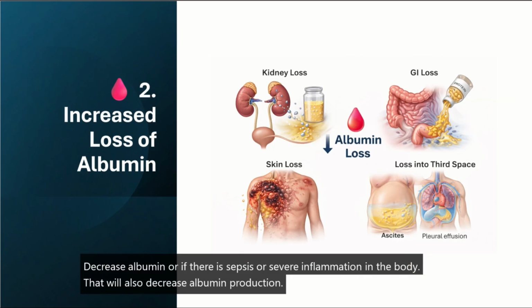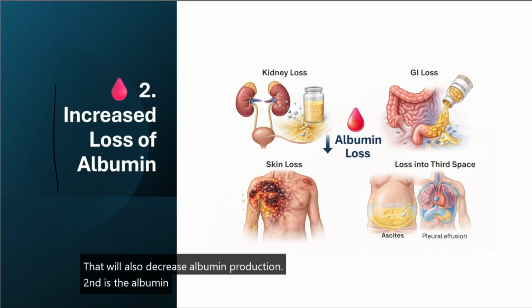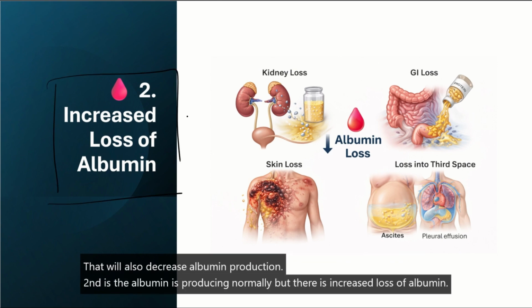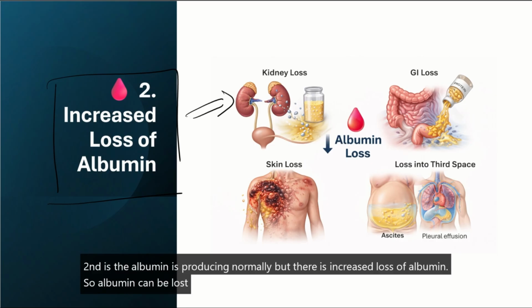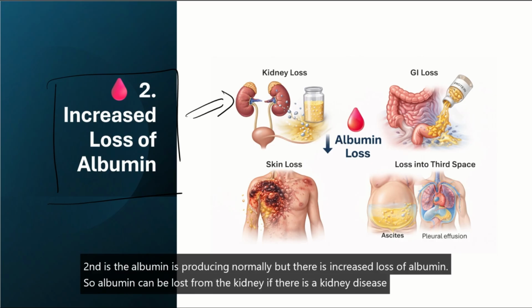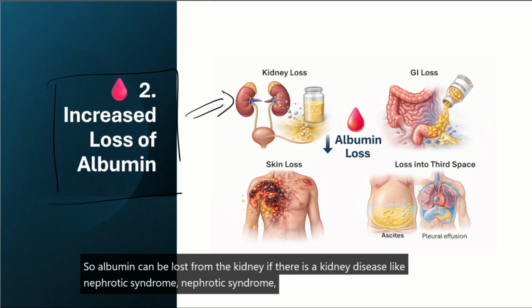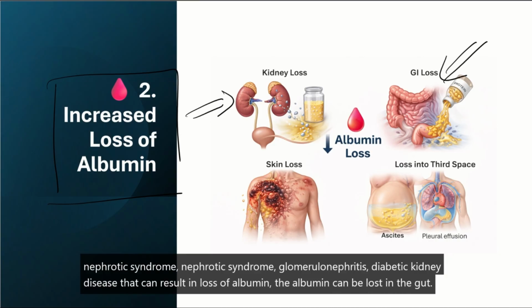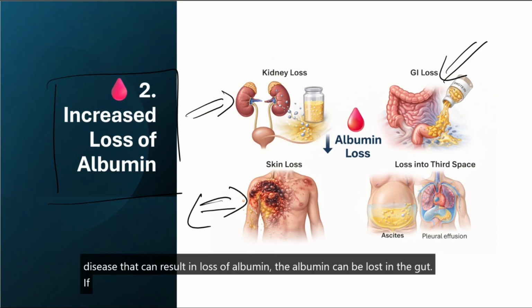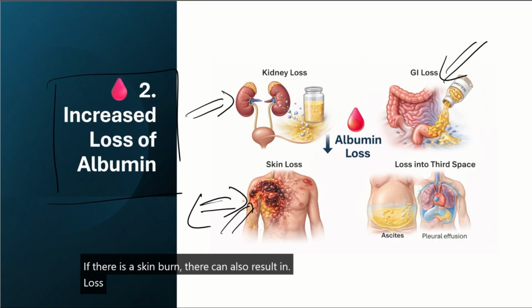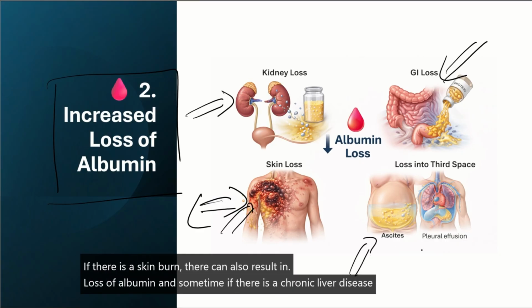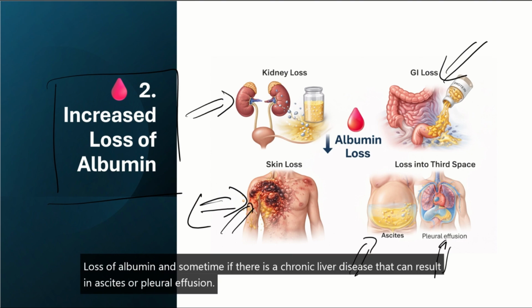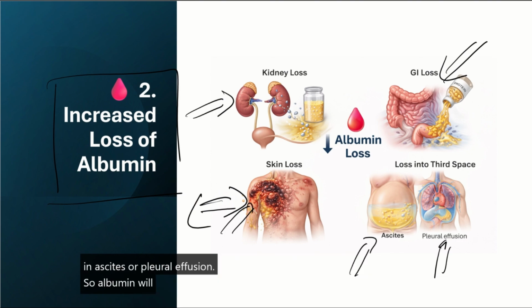Second is that the albumin is produced normally, but there is increased loss of albumin. So albumin can be lost from the kidney if there is a kidney disease like nephrotic syndrome, nephritic syndrome, glomerulonephritis, diabetic kidney disease. That can result in loss of albumin. The albumin can be lost in the gut. If there is a skin burn, that can also result in loss of albumin. And sometimes if there is a chronic liver disease that can result in ascites or pleural effusion, albumin will be lost into third spaces.